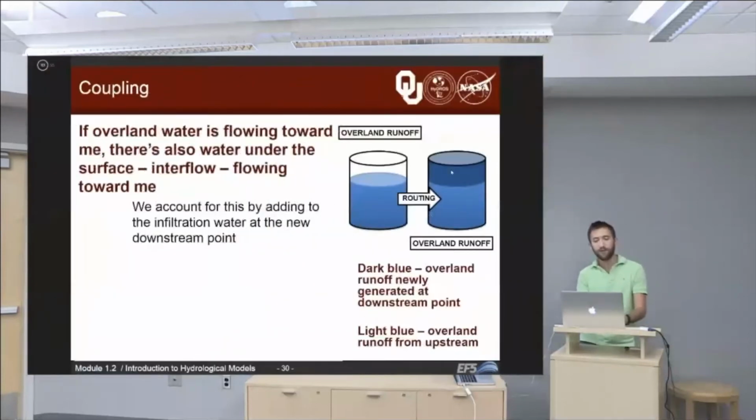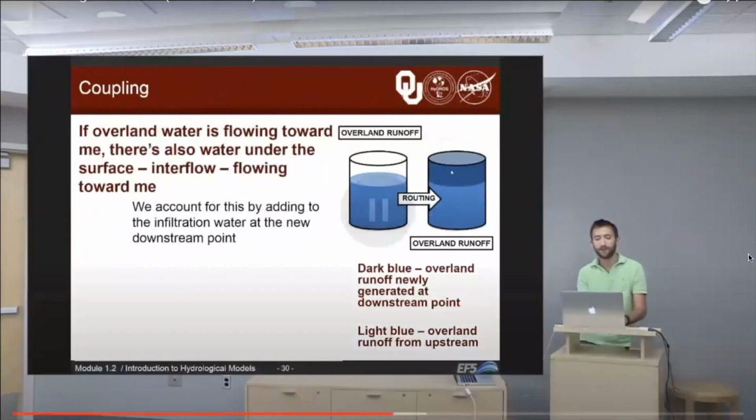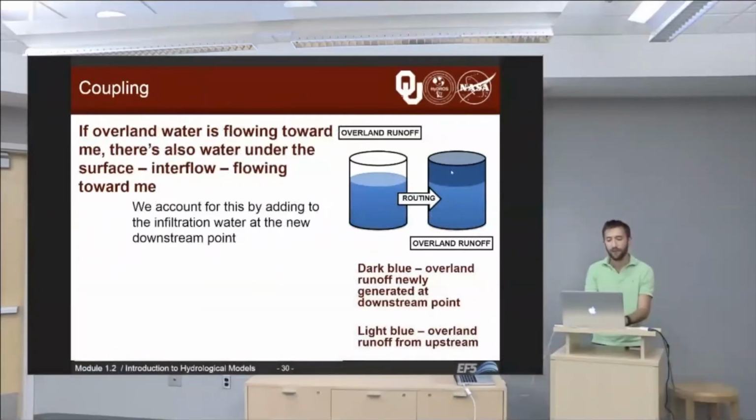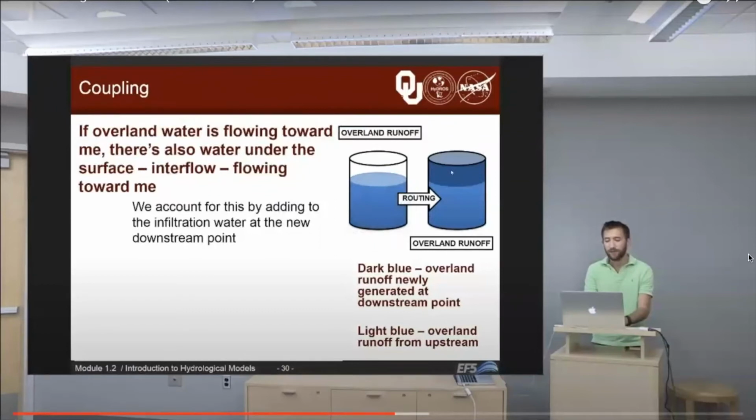Now, if overland water is flowing toward me, there's probably also water under the surface or in the soil, called interflow, that's flowing toward me. We account for that by adding new infiltration water at the downstream point.